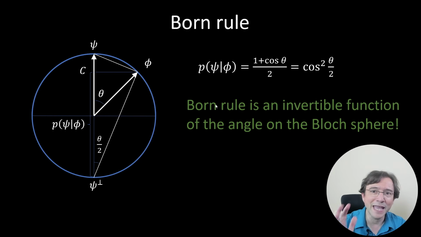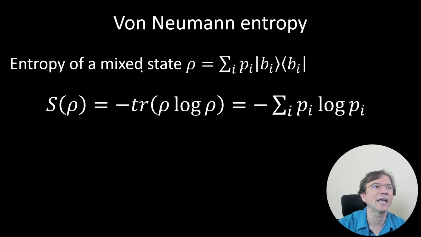Okay, so the main message here is that the Born rule is an invertible function of the angle. So if you know the angle on the Bloch sphere between psi and phi, you can get the Born rule, and if you know the Born rule, you know this height, you are going to be able to get to the angle. So there is a one-to-one map between the probability of measurements and the angle on the Bloch sphere. That's the important geometrical fact. Okay, so now let's move on to the von Neumann entropy.